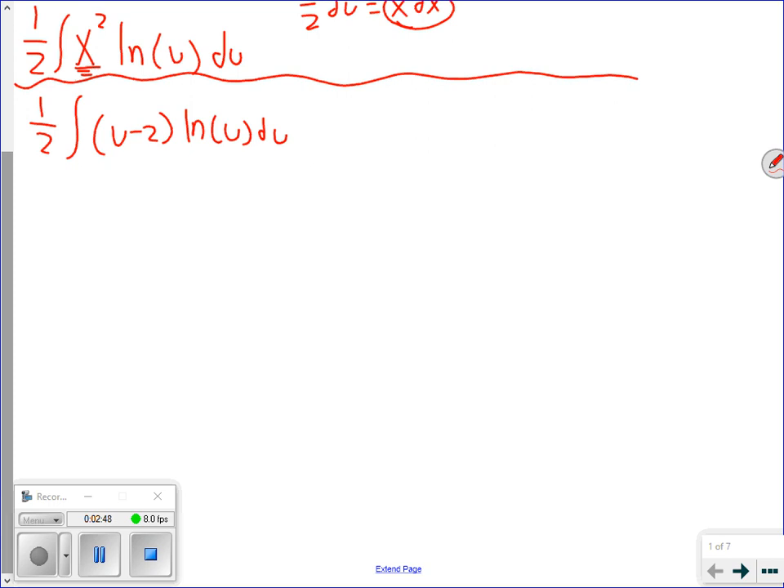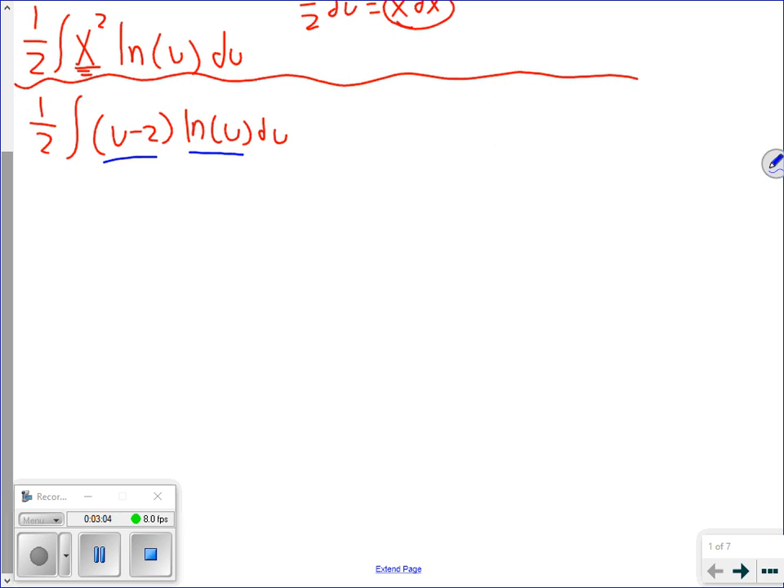Again, you didn't have to, but when we came down to the integration without doing it, it's not something we know how to do yet. But we still have two things multiplied together. We still have a polynomial times a natural log. So I can still do LIATE.